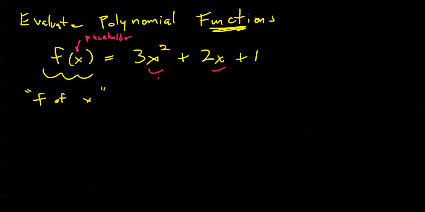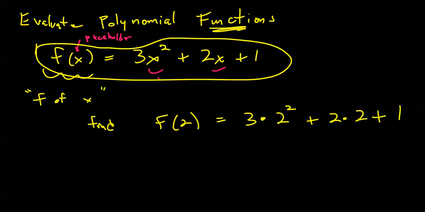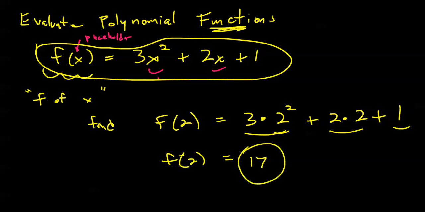For example, if f of x is defined according to this rule, let's find f of 2. All this means is wherever I see x in my given expression, I'll substitute a 2 and evaluate according to my order of operations. 2 squared is 4, 4 times 3 is 12, 12 plus 4 is 16, plus 1 is 17. So f of 2 is 17 for this function f of x as defined.